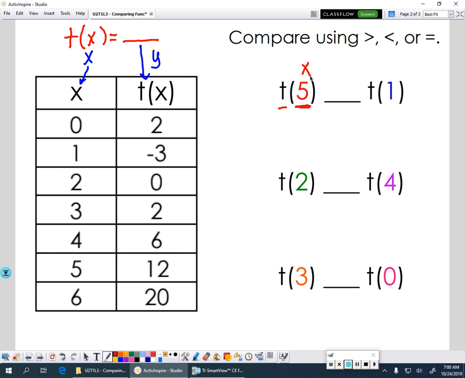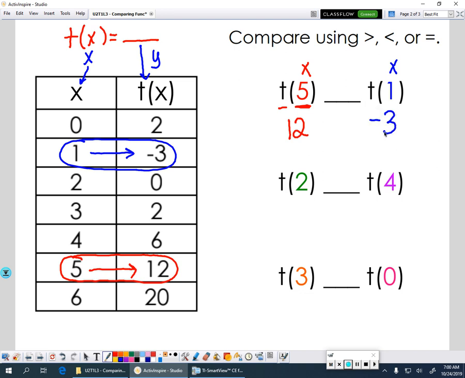So what I'm going to do is go to my table, look for where my x value is 5, and see what y is. So t of 5 is 12. When we're comparing, we have to know what these amounts are that we're looking at. So the value for t of 5 equals 12, so I'm going to write that 12 right below it. Then I'm going to do the same thing for t of 1. Remember, this is my x value, so I'm going to go to my table, find where x equals 1, and I find that the y value that matches that is negative 3.